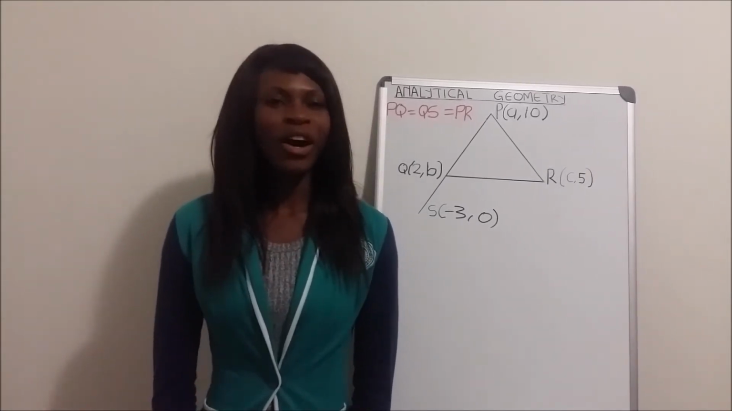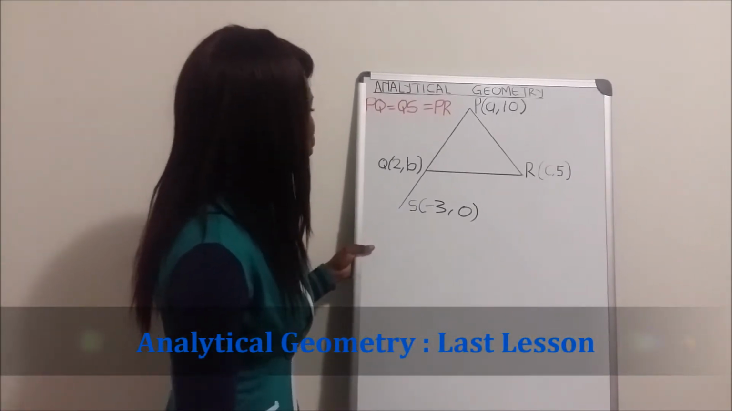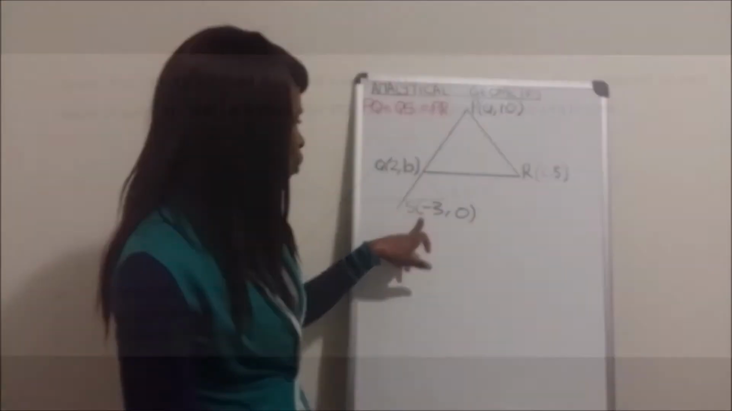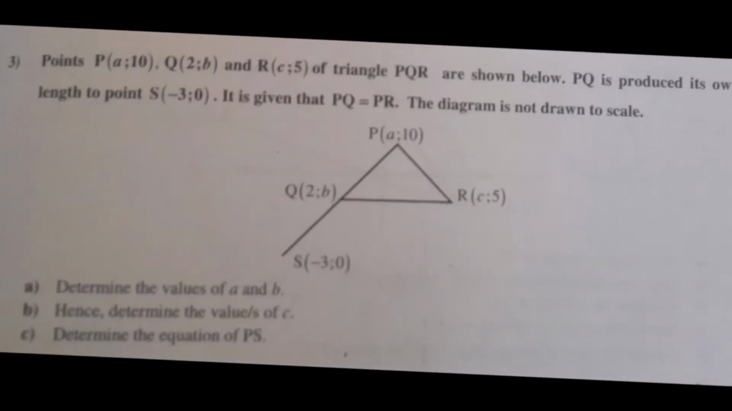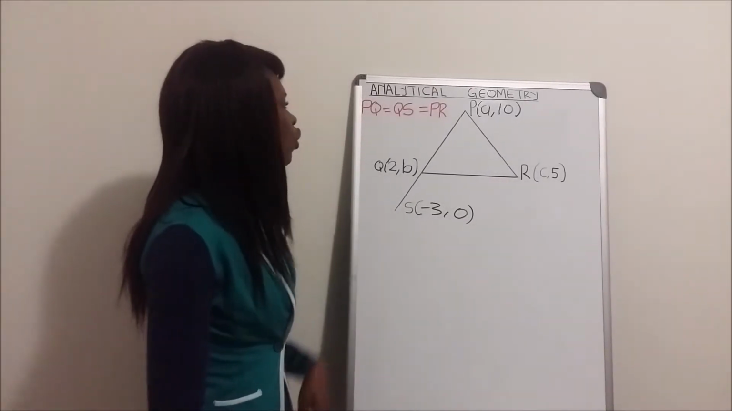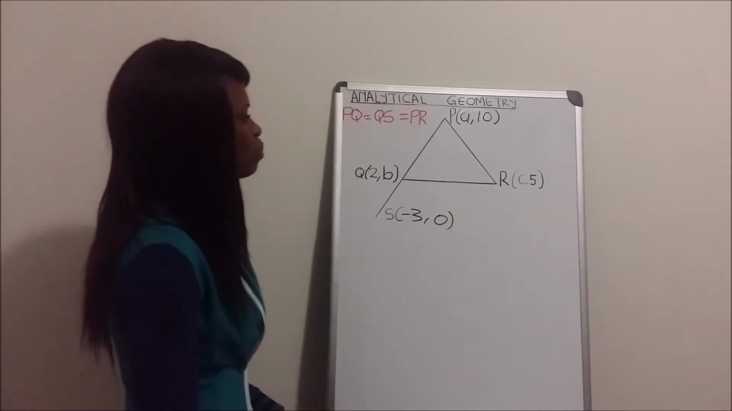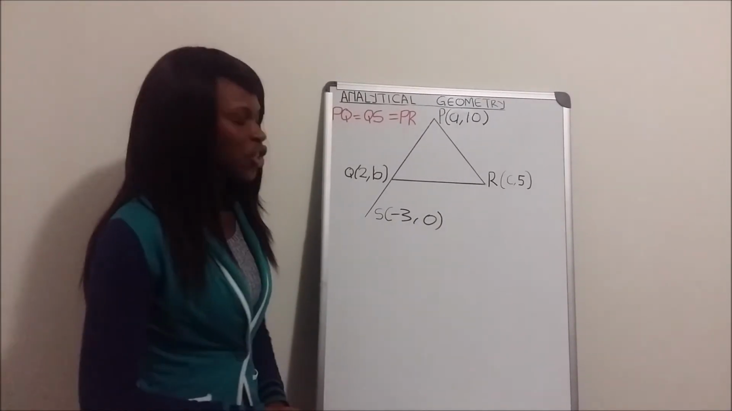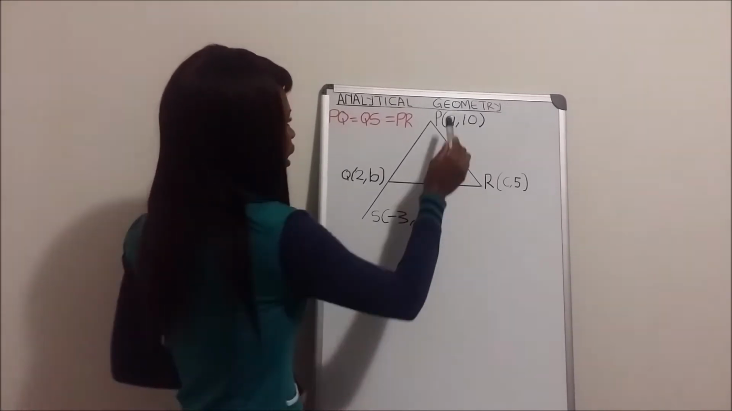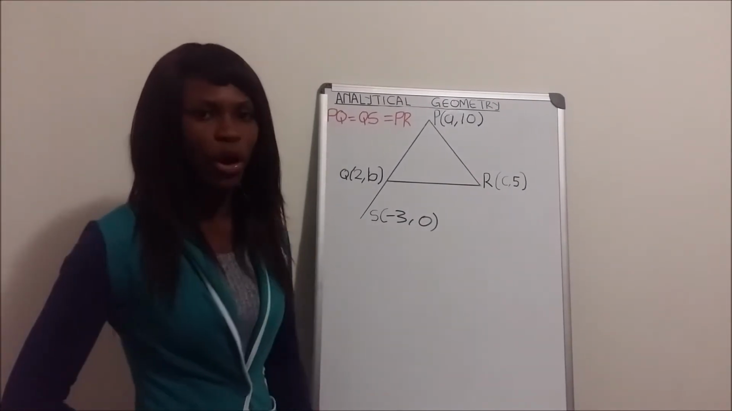Analytical geometry. In this question we have a triangle PQR, of which PQ is produced its own length up to the point S, which is right there. We are given a condition that PQ equals QS and it's also equal to PR. The first question is to determine the value of A and B, where A is the x coordinate of P and B is the y coordinate of point Q.